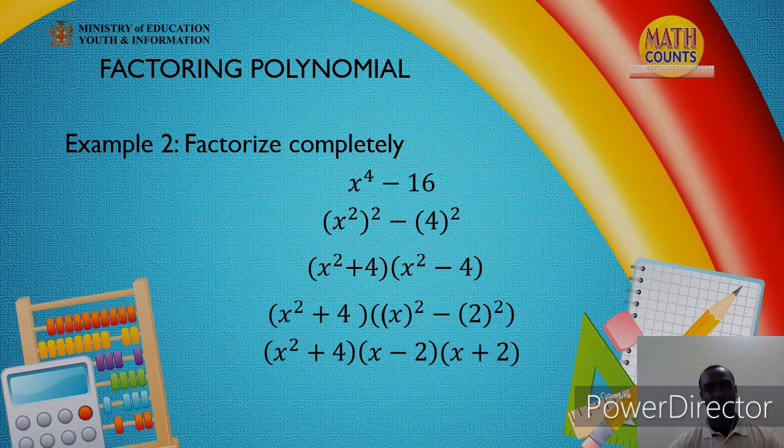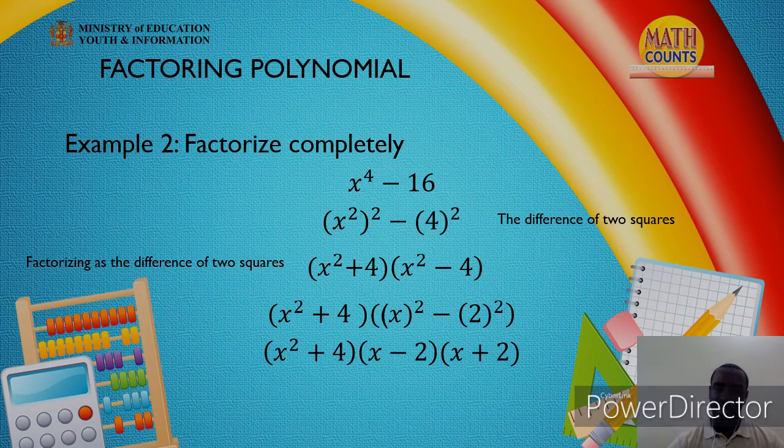Remember, once you have anything like that, you want to write it as a difference of two squares. When you have done that, you may factorize. If you realize that there is another application of difference of two squares, you can now go ahead and apply it to get your final result of x squared plus 4 into x minus 2 and x plus 2 in this case.